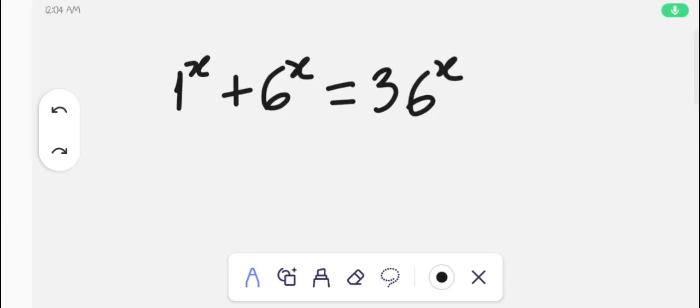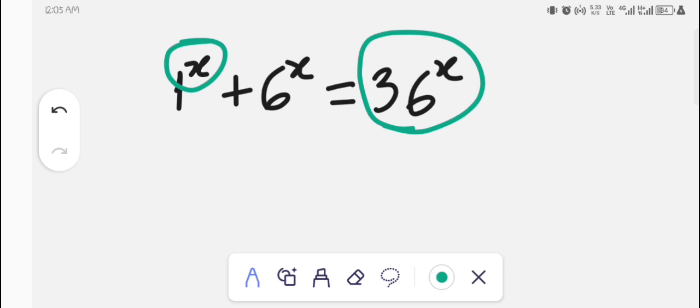Okay, nice friends, here is a mathematical problem. The first step we may want to take to get a value of x is to divide all through by 36 raised to the power of x. Why are we doing this? We are doing this in order to simplify the equation further. Are we there? So let's do that already.